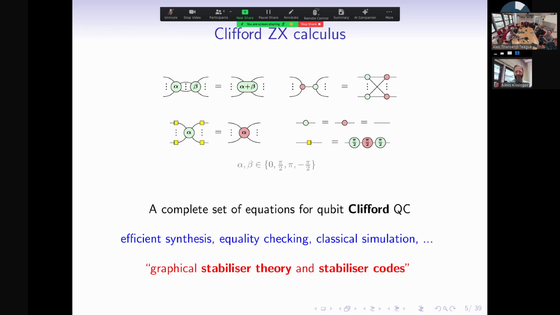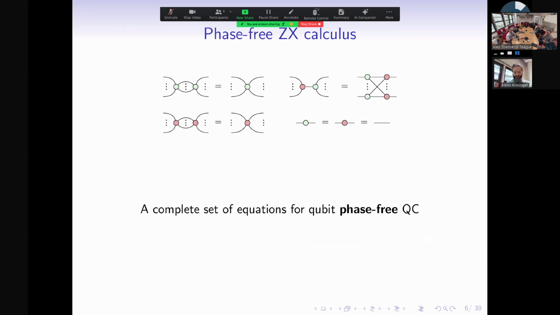So you can think of this fragment as graphical stabilizer theory, stabilizer codes. Okay, so you can go even simpler.